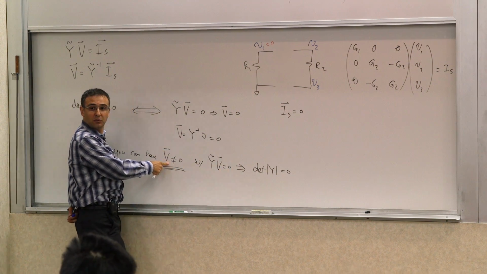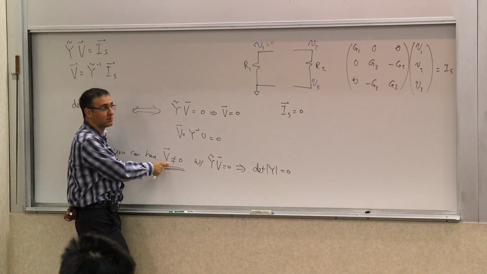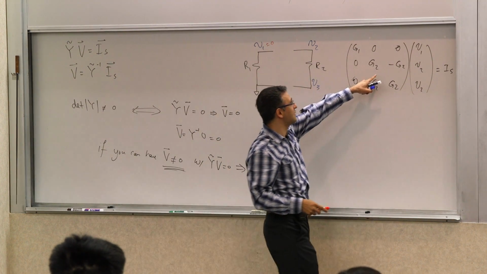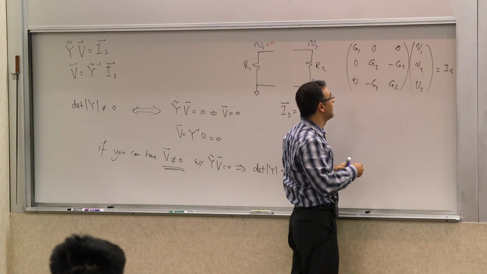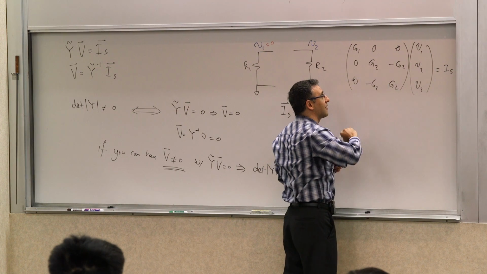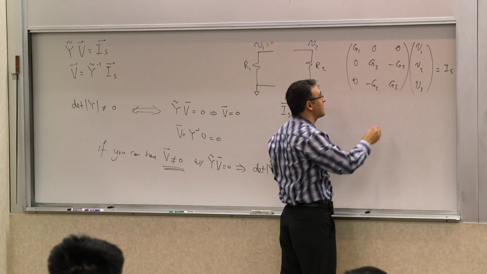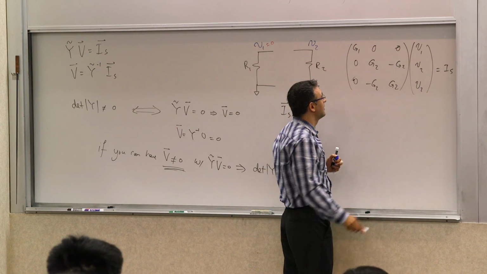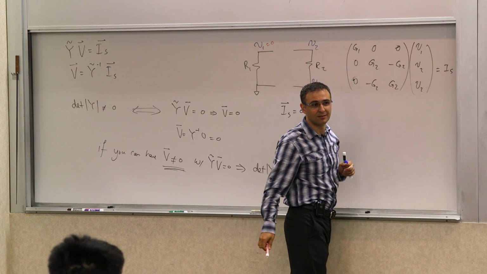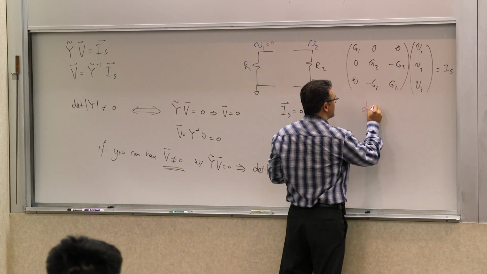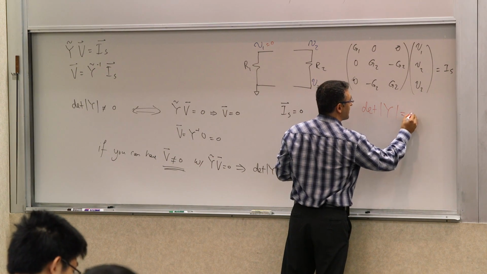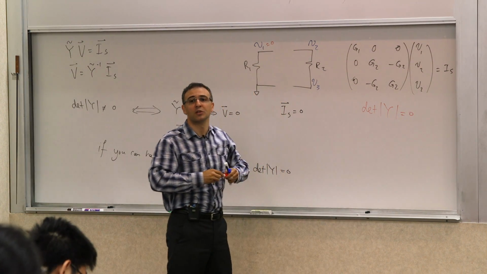But we had a situation where V was not equal to 0. So let's see if the determinant of this thing is 0 or non-zero. What is the determinant of this thing? Is this times the determinant of this guy, right? Because these two are 0. What is the determinant of this guy? G squared minus G squared, right? So the determinant of Y is 0 in this case, which means that there is no unique solution.